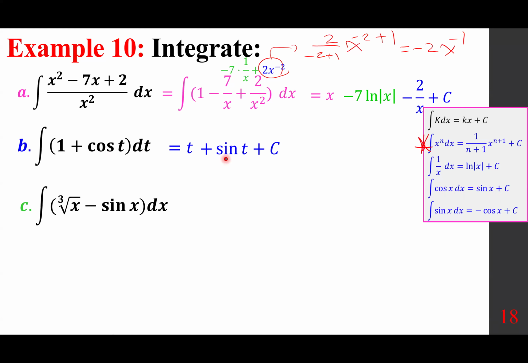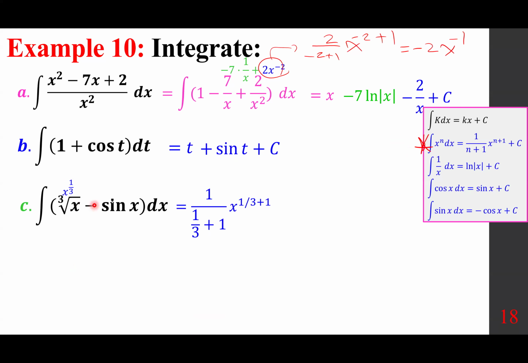What about this? Cube root of x must be changed to x to the power of 1/3 to be ready for the power rule. So we write it as 1 over n plus 1 x to the power of n plus 1. That means 1 over 1/3 plus 1 x to the power of 1/3 plus 1. So that's the first piece.